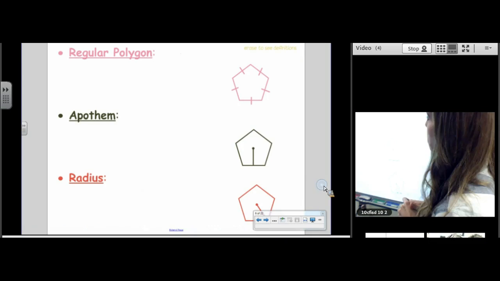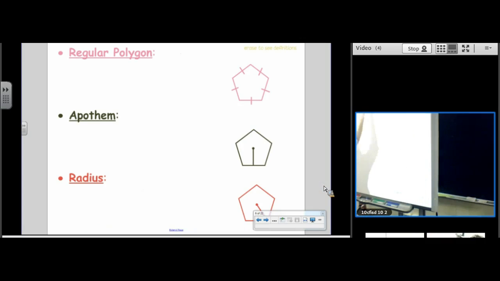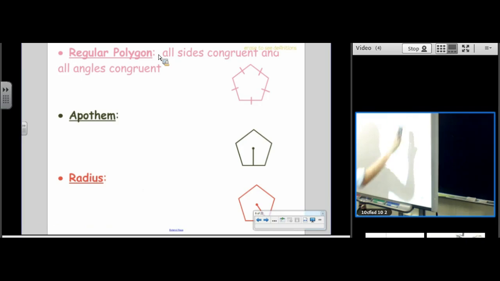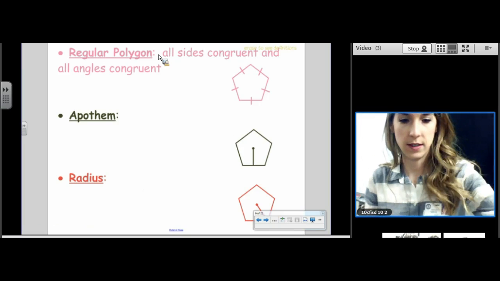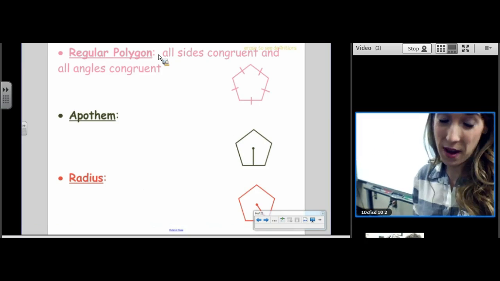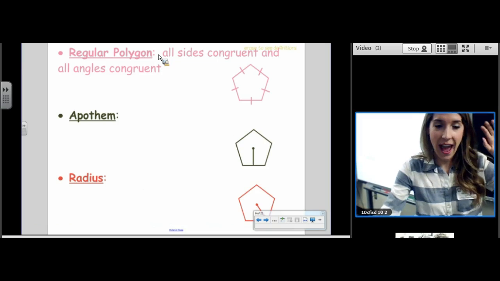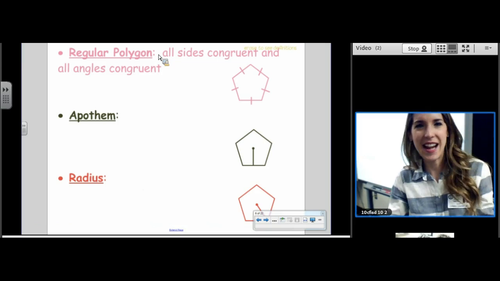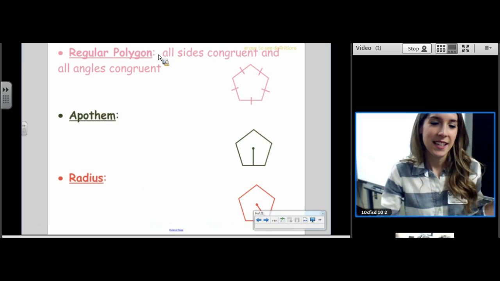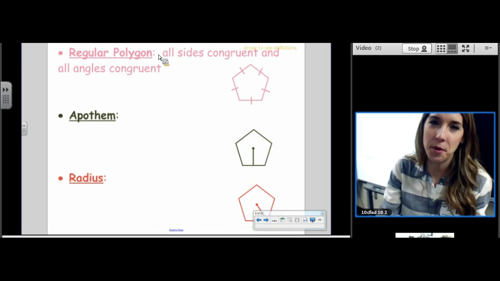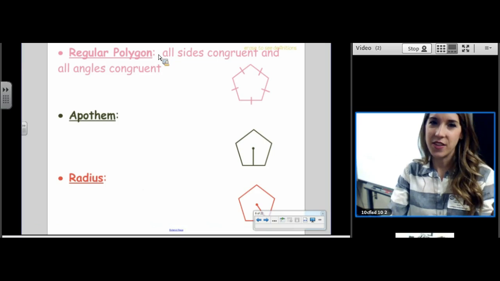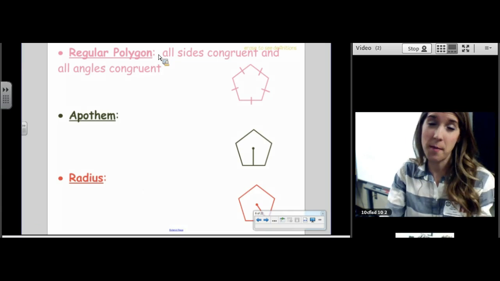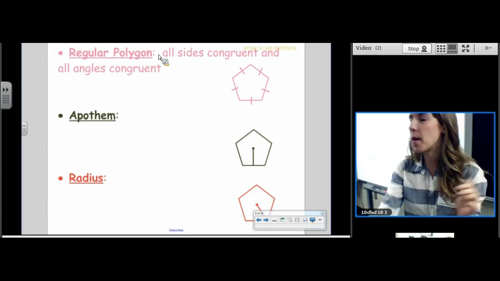All right. What is a regular polygon? We kind of already talked about that. You don't need to write this in your notes if you remember it. It is a polygon with all sides congruent and all angles congruent. Next word might be new to you. It's called an apothem. Some people pronounce it differently, but to me that sounds like an animal, like a possum. You can pronounce it either way, but I think the more preferred way is apothem.